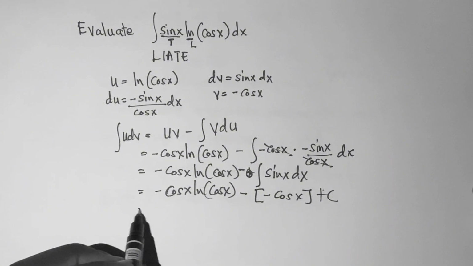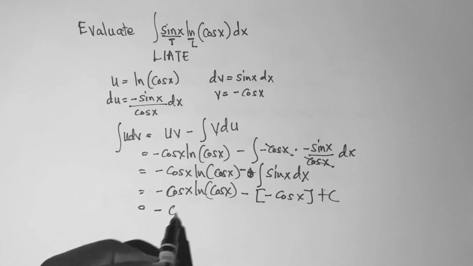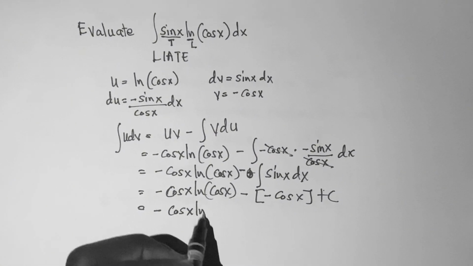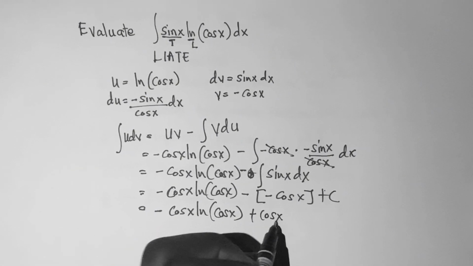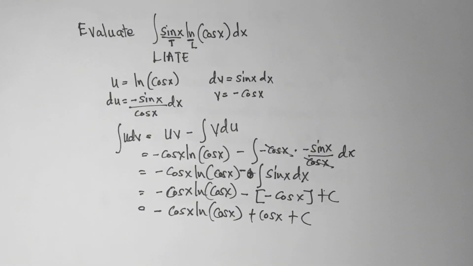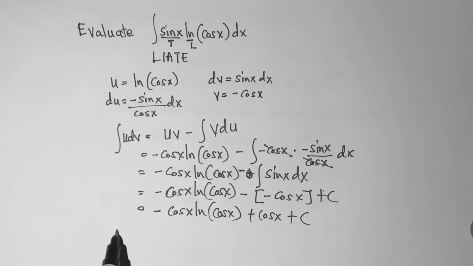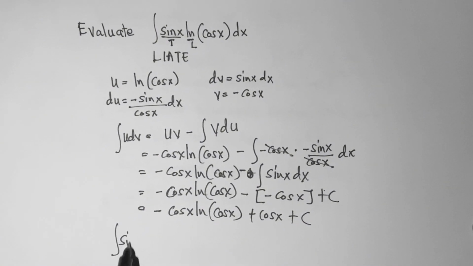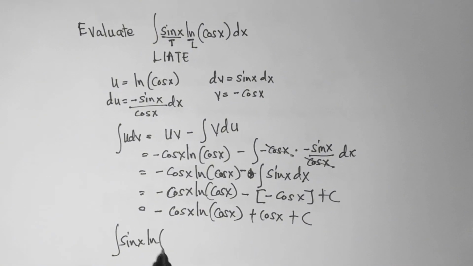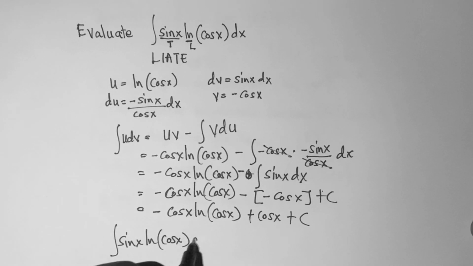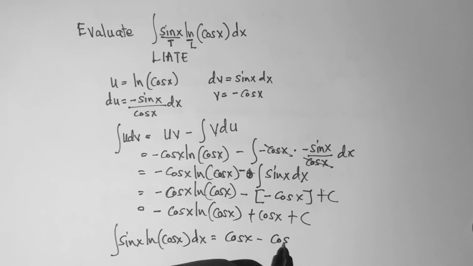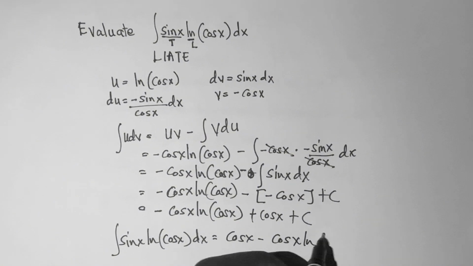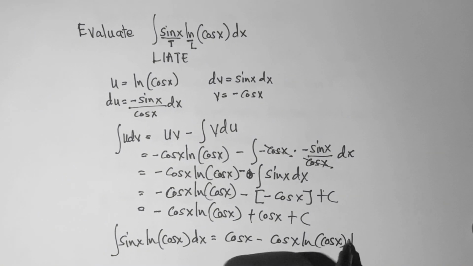So therefore this becomes minus cos x natural log of (cos x), then plus cos x, and plus the constant of integration c. So the integral of sine x natural log of (cos x) dx is equal to, now I want to write this first, which is cos x minus cos x natural log of cos x plus c.